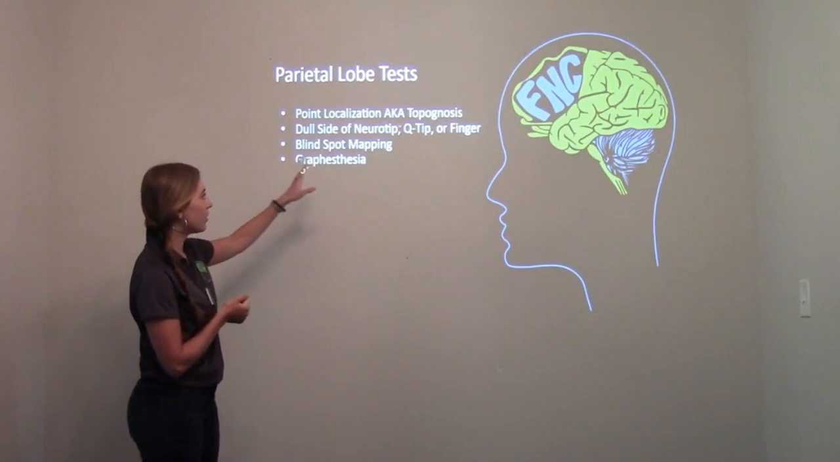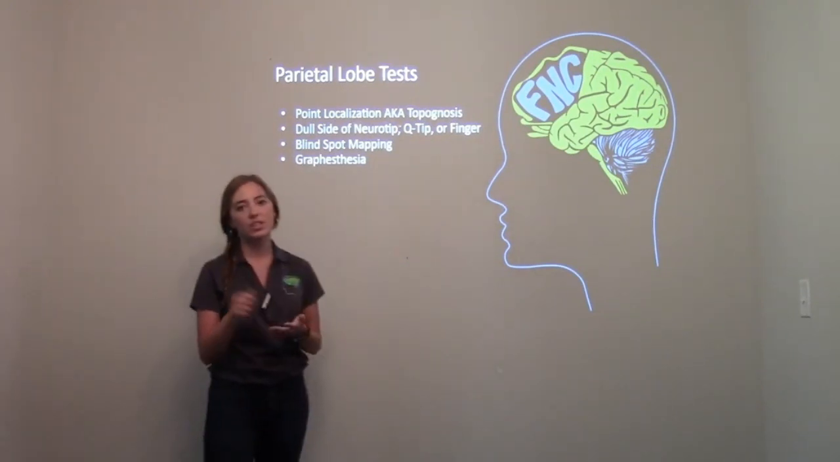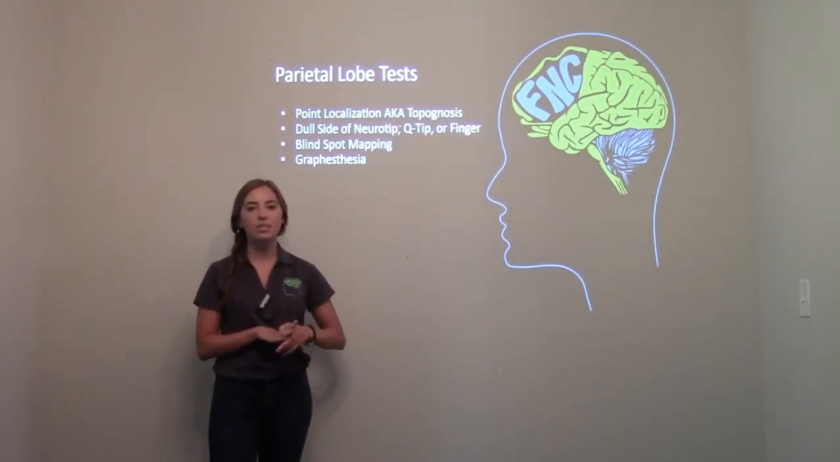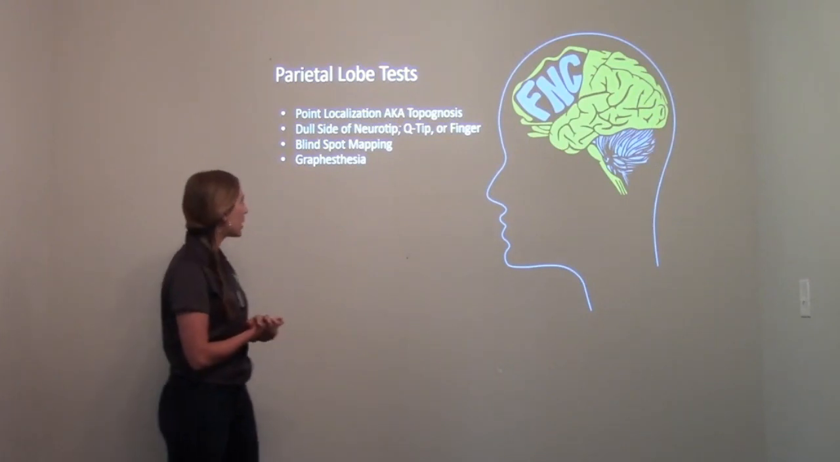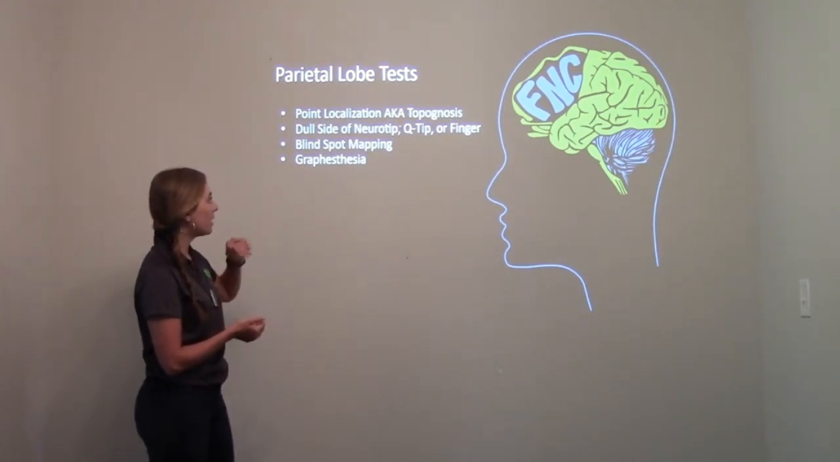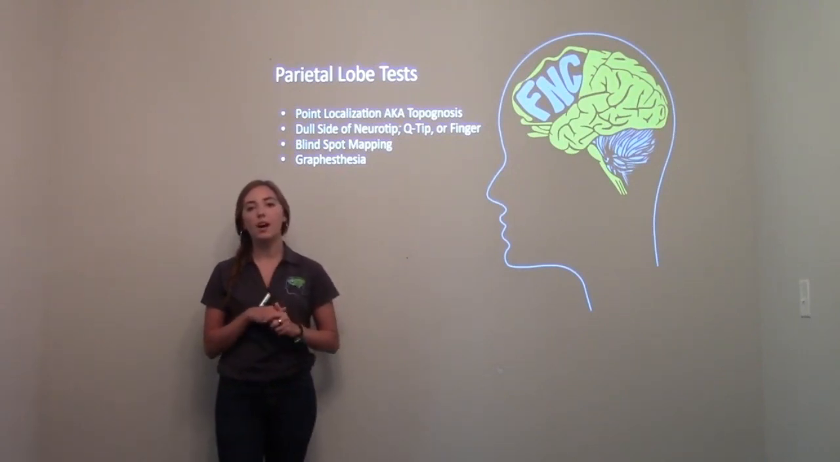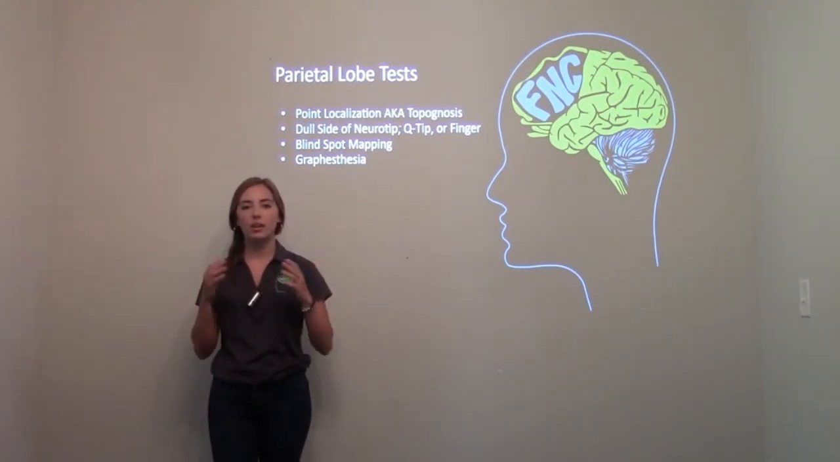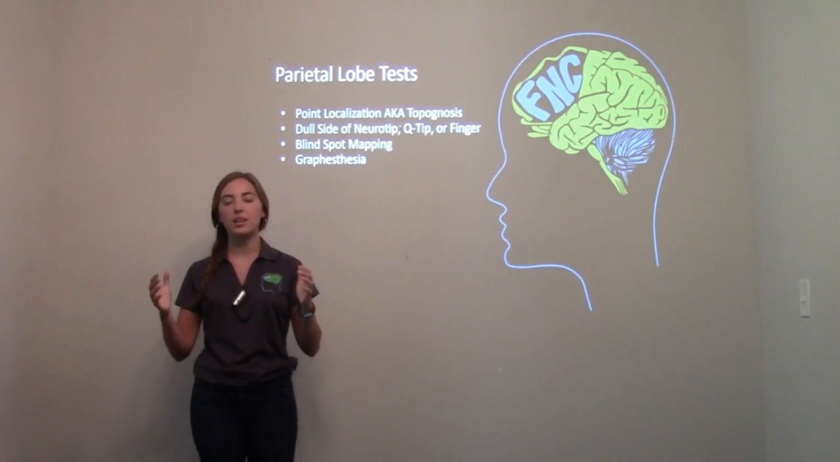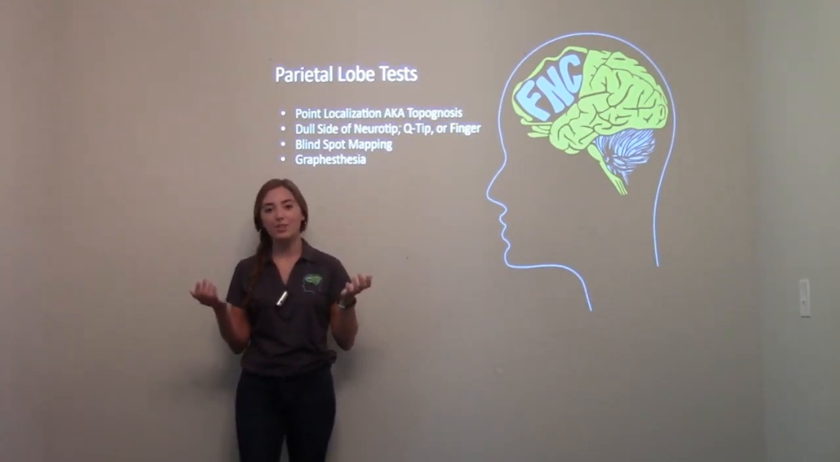So it's all the sides of the neurotip, Q-tip and finger. That's just going to be our dorsal column stimulation, spinothalamic tract, blind spot mapping, and graphesthesia. Blind spot mapping, just so you guys know, we're not going to show you the whole thing because it does take a lot of time, but there are great videos on it if you want to look it up.